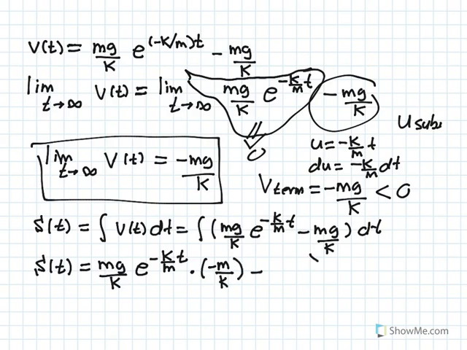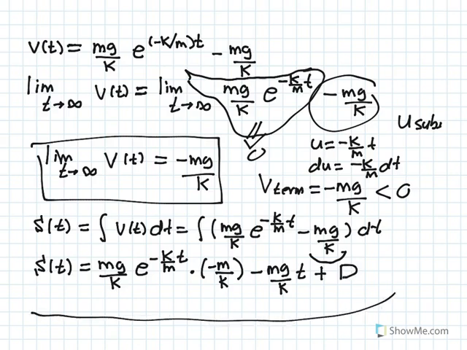And integrating minus mg over k, that's just a constant. We get mg over k times t, plus a constant of integration, we'll call that d. This is the height as a function of time. The only thing we need to solve for is the unknown constant d, and we're going to use the initial height of the object to solve for d.